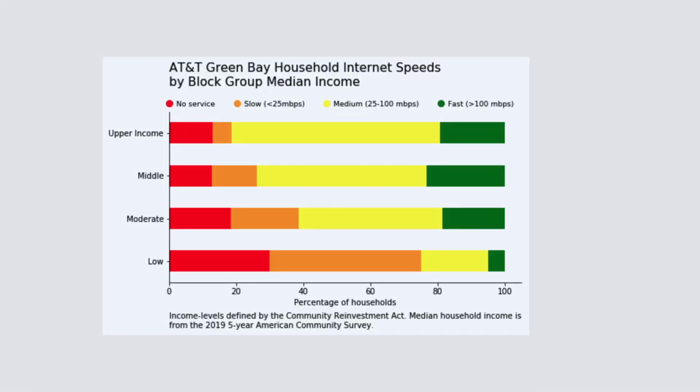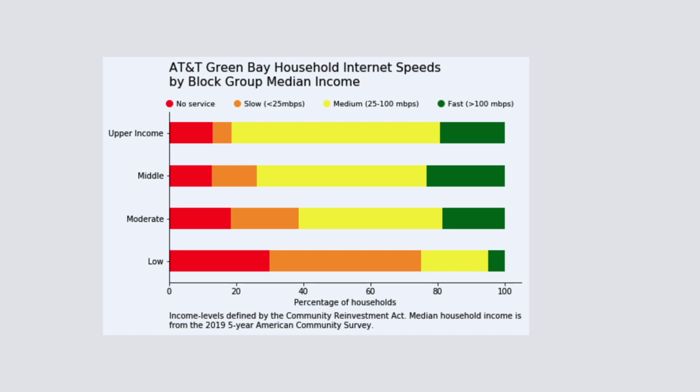When we merged census data from the American Community Survey, we immediately found patterns that were suggestive of disparate outcomes. This is the percentage of addresses per income group that were given different buckets of speed. For red, you'll see that low income areas are disproportionately no service and slow service, and they have the smallest share of fast speeds. What was most surprising about this is, regardless of what speed you're given, the plan was the same price, $55, right?